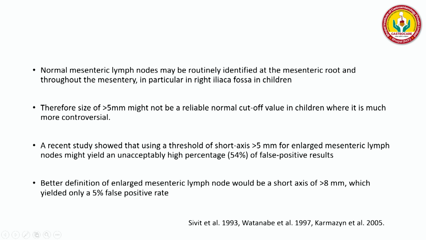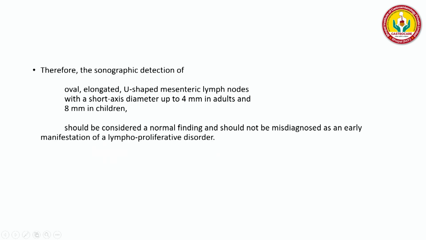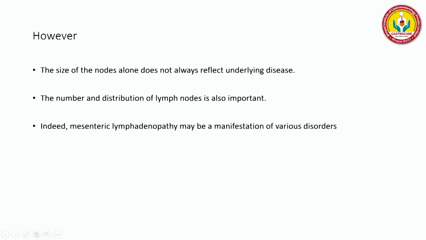A recent study showed that a threshold of more than 5 millimeter for an enlarged mesenteric lymph node was leading to a high false positive rate of 54%. Therefore, in children it has come out that unless they are more than 8 millimeter, they should not be called a significant mesenteric lymph node. So in children, more than 8 millimeter is significant, while in adults, more than 5 millimeter is significant. Therefore, sonographic detection of a lymph node should also include its shape, oval or elongated, and only if they are more than 8 millimeter should they be called significant. And they should be considered a normal finding unless you have other things to diagnose.